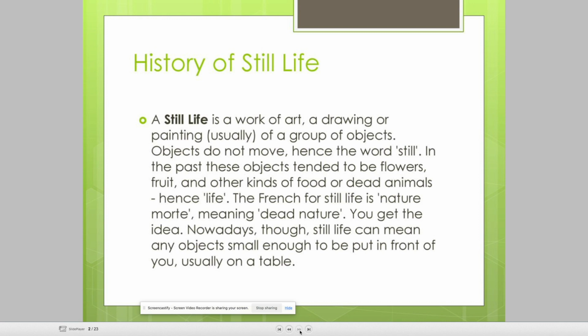You get the idea. Nowadays, though, the still life can mean any object small enough to be put in front of you, usually on a table. These items are usually readily found, common household items, as artists were working on their craft and used what they had available.